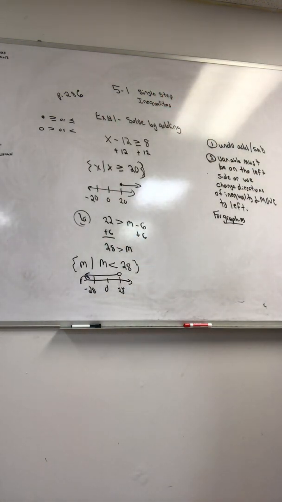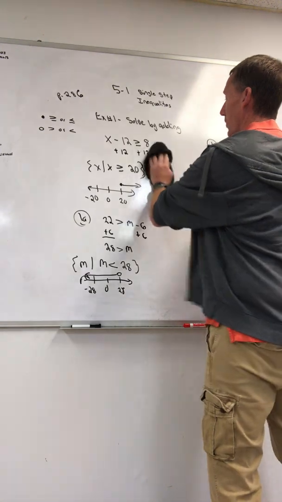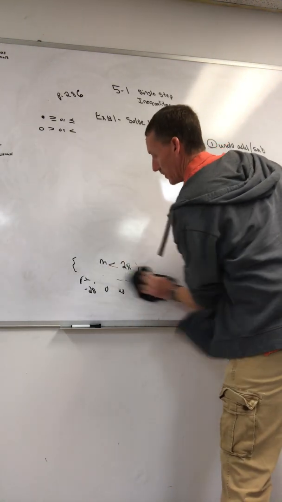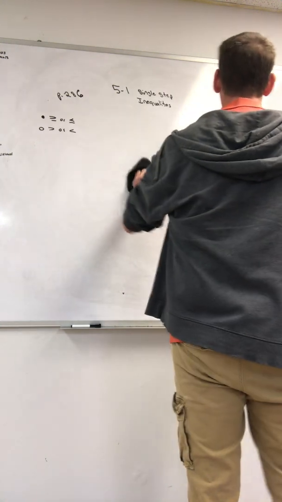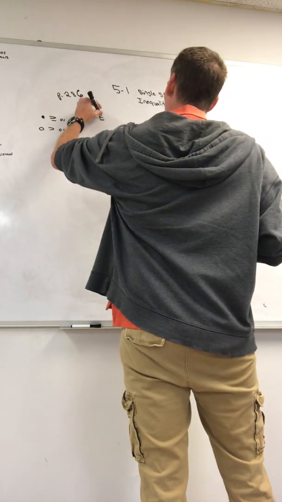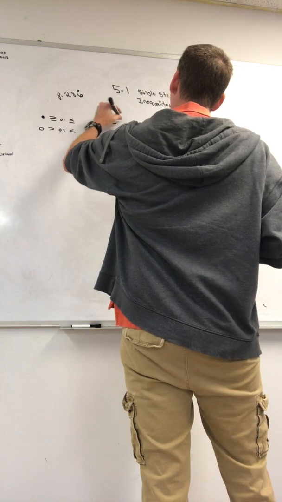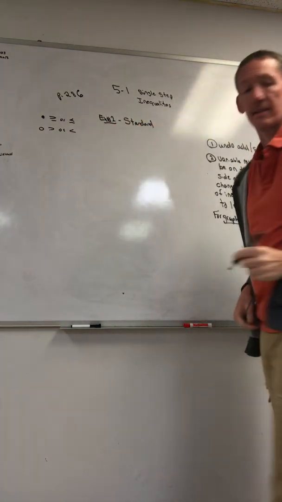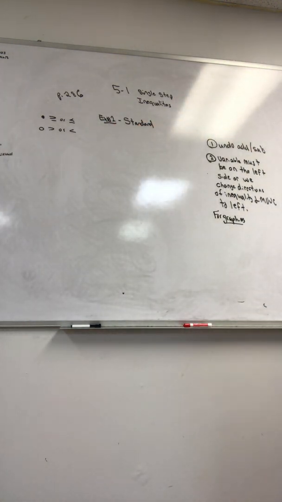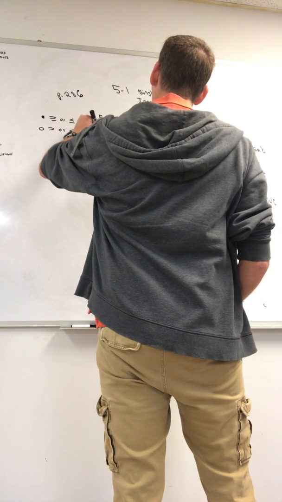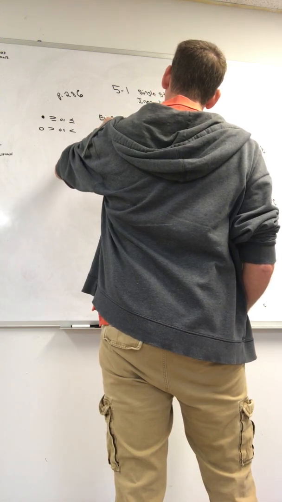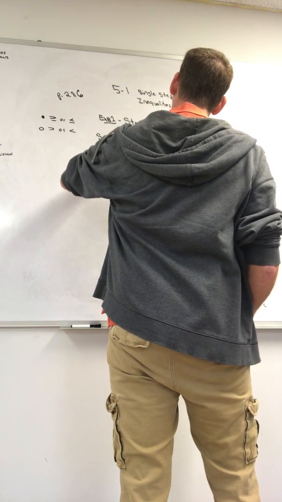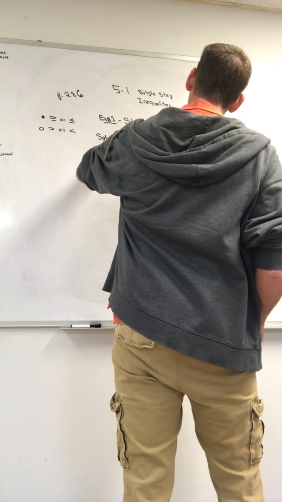So we can try just a standardized example. I'm going to erase this. Example number 2, standardized. That's just multiple choice whenever it says standardized. So we have solve m plus 19 is greater than 56.